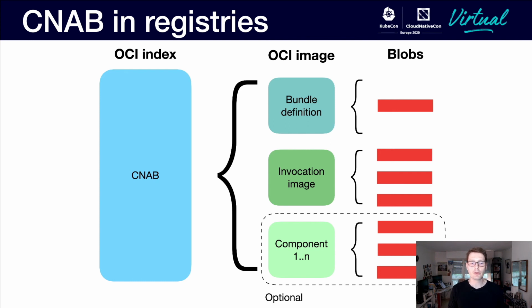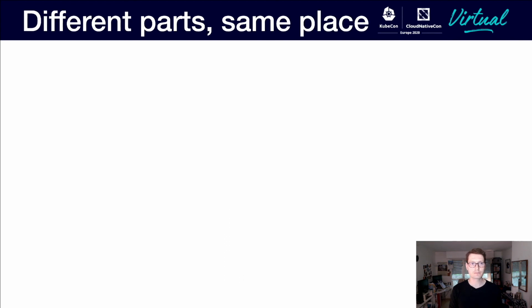One thing to remember, though, is that storing the components is optional with CNAB. You can either have what we call thin bundles, where you only have the bundle definition and the invocation image, or you can have the thick bundle, which includes the components as well.